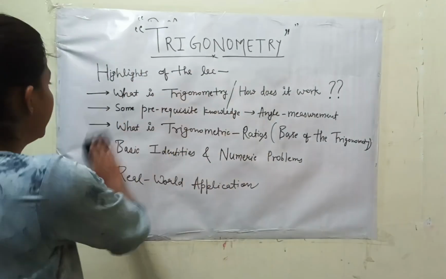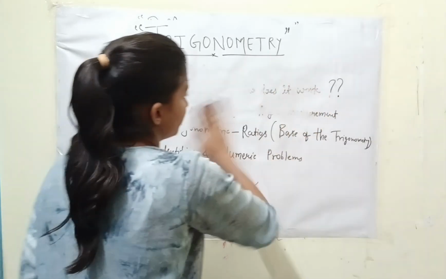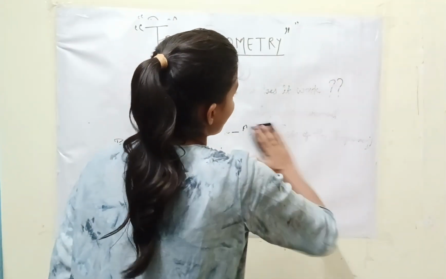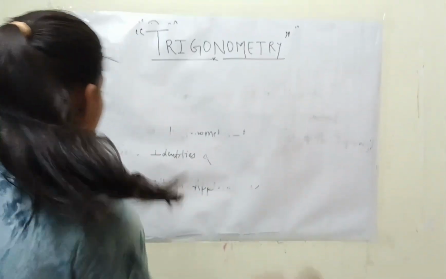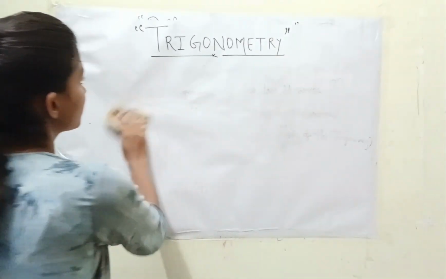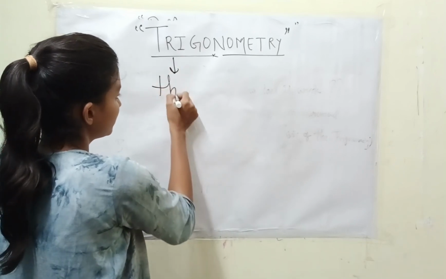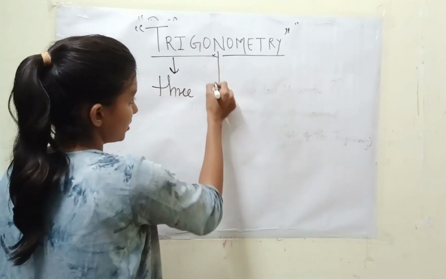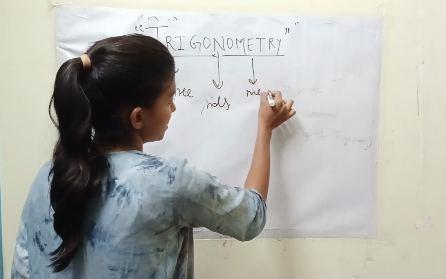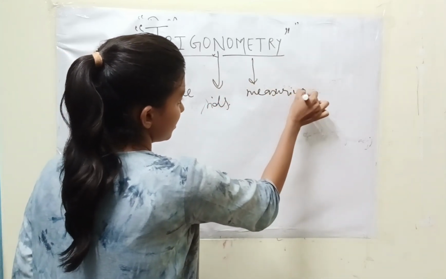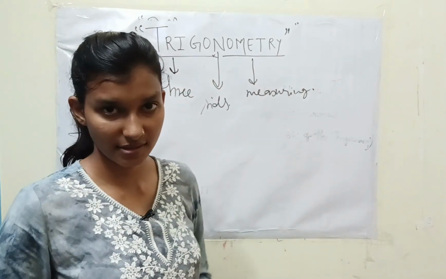So, moving ahead, the first question of a student should be, what is trigonometry? As the name suggests, tri means three, gon means sides, and metry means measuring. That means this is a study of measuring three sides.